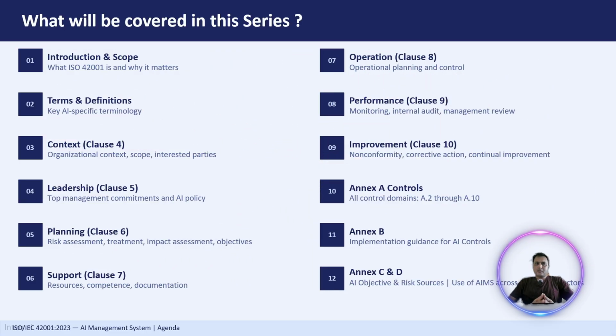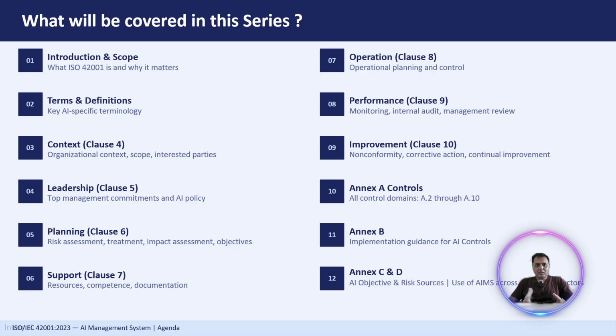So what we will be covering in this series: the first is the introduction. This is the first video, where we will be covering the basics of ISO and the scope of that. The second one is terms and definitions, which we are going to utilize in this entire video series, or for the entire AIMS training. The third one is clause 4, clause 5, clause 6, clause 7, clause 8, clause 9, clause 10. And after that, we will be covering a comprehensive session on the Annex A controls, which are basically the requirements of your ISO 42001. And then I will try to also cover Annex B, Annex C, and Annex D.